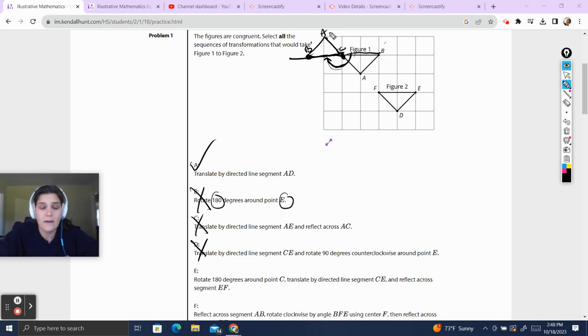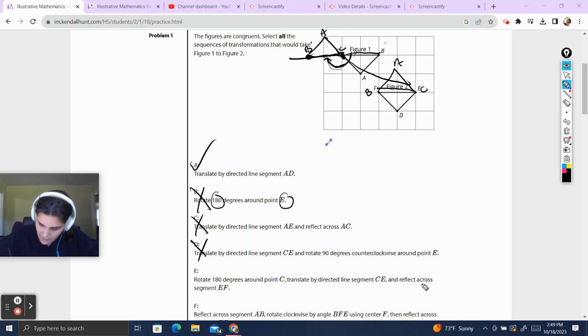And if you have trouble with me doing rotations off the top of my head, I would recommend finding a piece of tracing paper and checking these out for yourself. And then translate by the directed line segment CE. So CE is going to be this, which is going to bring the whole shape down to right there. So C is here, B is here, A is over there.